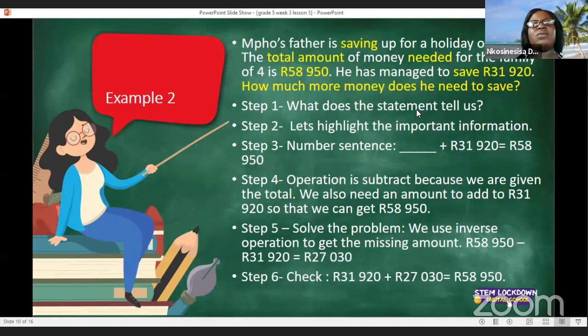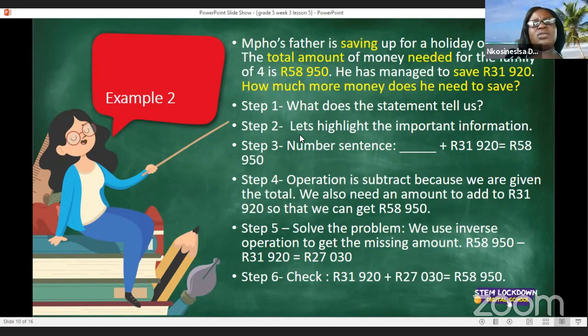So step 1, what does the statement tell us? It's telling us about Tinkin's father who wants to go for a holiday overseas. And then we are also told how much is needed in total for him to go with his family. And then it also tells us how much he has managed to save. So if someone comes in to add more, we have to find out how much someone is supposed to add so that they can go for a holiday.